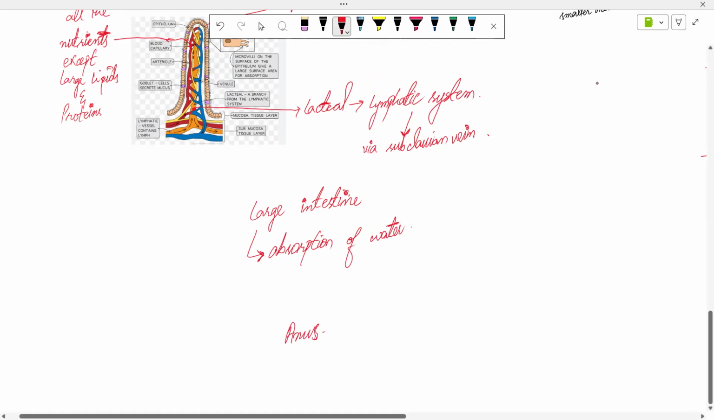Through anus, and in the anus there is present anal sphincter that controls its movement, and it is weak in older ones and the children. Anal sphincter. And after the absorption of water, the waste substance is expelled out of the anus. This is all about digestive system.